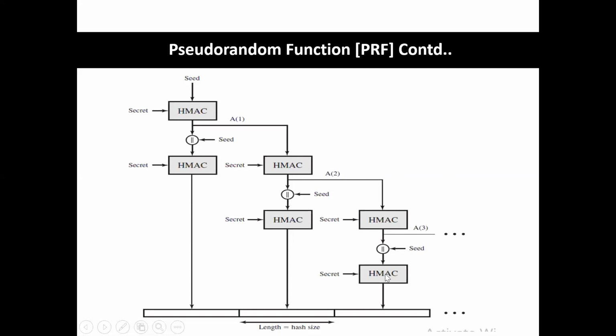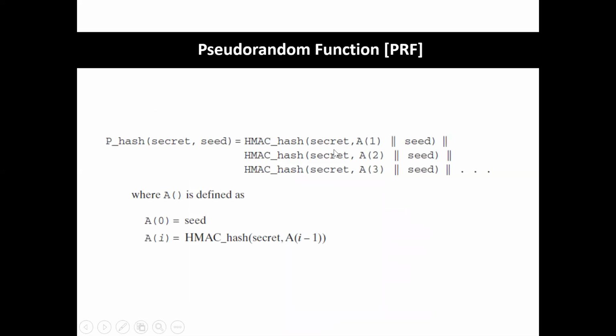As you are giving input to the HMAC hash function secret, it's going to generate another block of the data. Likewise, you're going to generate a secret and A(1) appended with the seed, that is needed. How many blocks of the data you want, you can generate that many number of blocks. This is the usage of the pseudo random function.